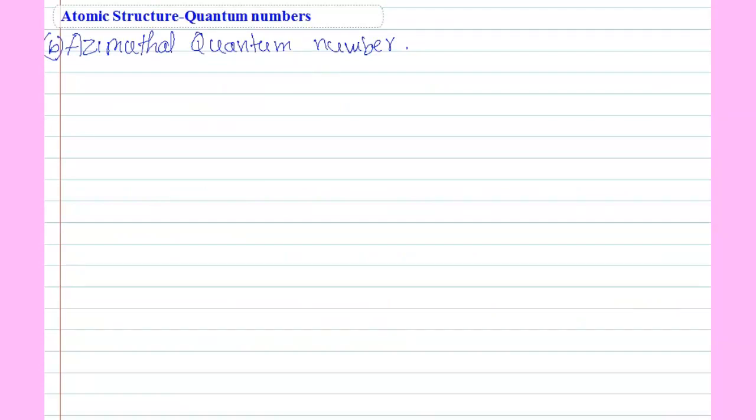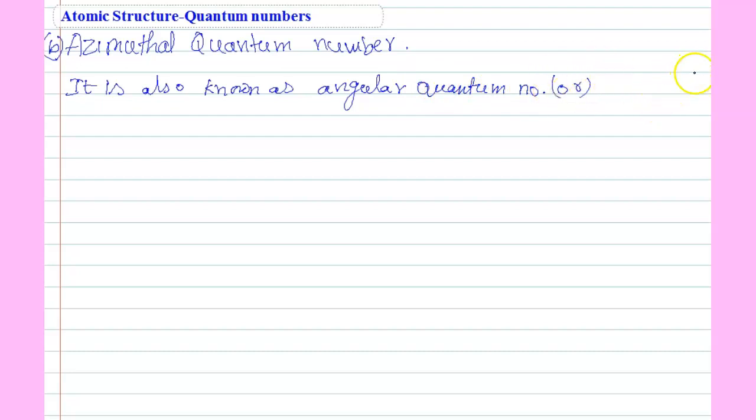Azimuthal quantum number. So azimuthal quantum number is also known as angular quantum number or subsidiary orbital quantum number.